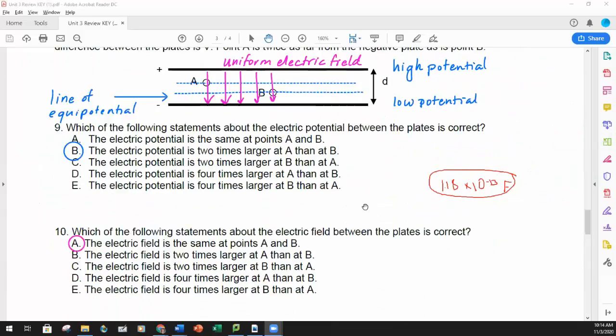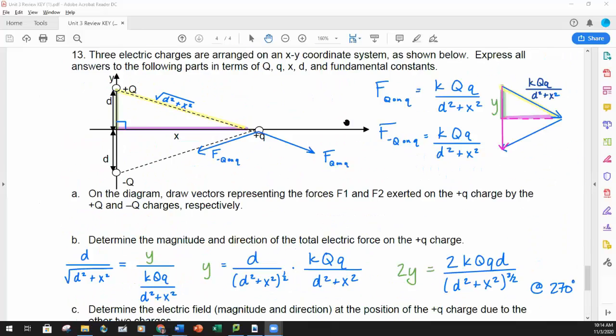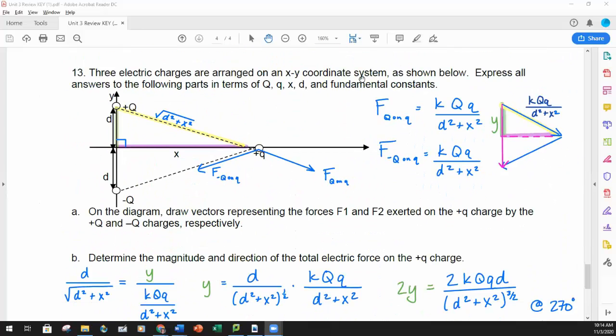Okay, so let's go down to the last question. And let me clear this. Okay, so it says three electric charges are arranged on an XY coordinate system as shown below. Express all answers to the following parts in terms of capital Q, lowercase q, x, d, and fundamental constants. So I'll go through all the steps of this question.